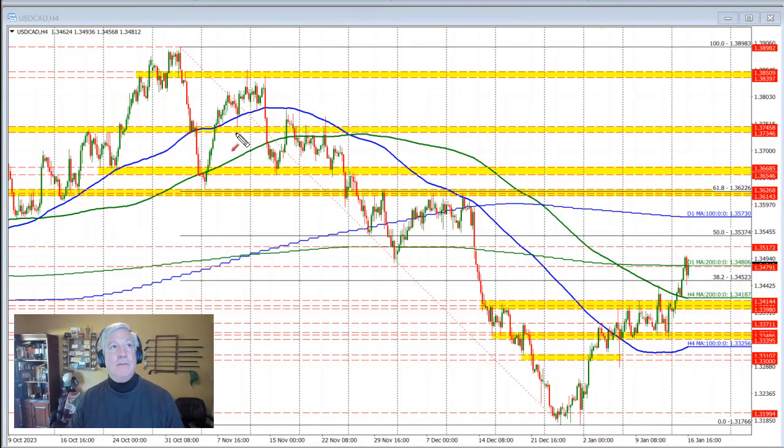This is a Forex Quick Look. I'm taking a look at the dollar versus Canada, so let's get started. This is the 4-hour chart of the dollar versus Canada. This is the start of the trading week on Monday. The price moved higher yesterday, moved above the 200 bar moving average on the 4-hour chart.